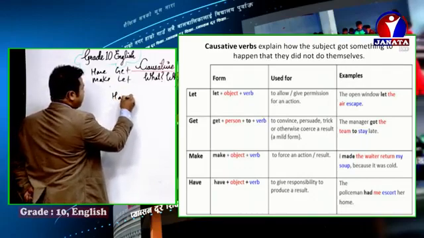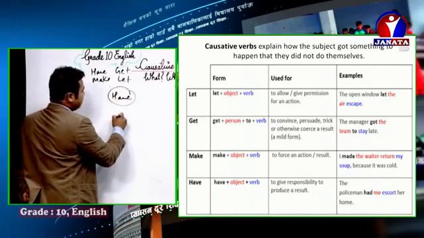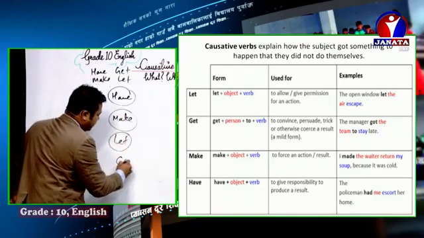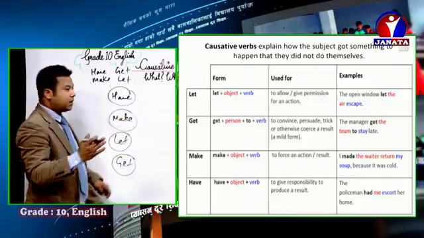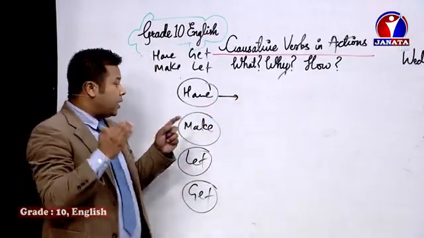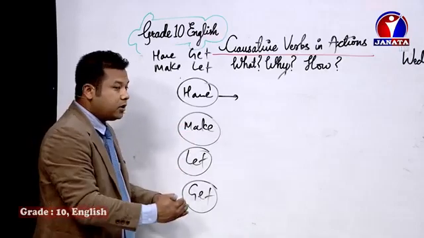See, I have highlighted here: have, make, let, and get. Whatever order, it's okay. When should I use have? When should I use make? When should I use let? When to use get?